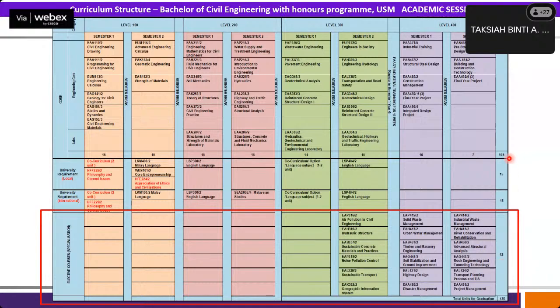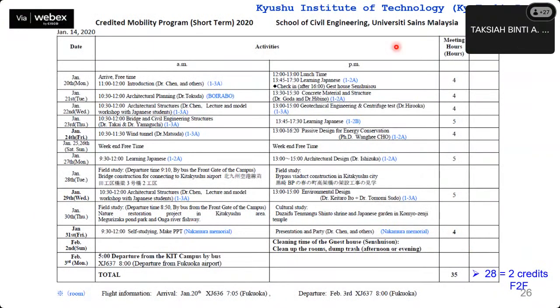If we add together the core 108, the university requirement 15, and the electives 12, altogether the requirement for graduation for our program is 135 credits. Okay, I highlight the electives because these are the courses that have potential for the student mobility program as well as credit transfer initiatives. This is an example where I'm sharing one of the mobility projects, a short-term one in 2020 with the Kyushu Institute of Technology, Kyutech, in Japan.